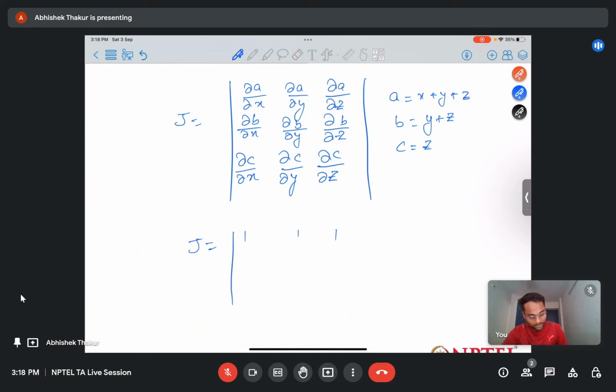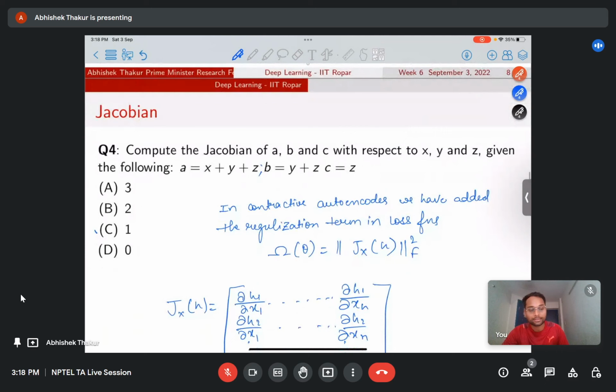This will be del B by del X, that will be 0 because there is no term of X here. This is 1, this is 1. And this will be again 0 because no term of X and Y. So this will be 0 and this is 1. Now when you find this determinant, you will get 1 into 1 minus 1. So this is equal to 1 minus 0. So this will be equal to 1. So the correct option is option C, that is 1. So this is the way to find the Jacobian, which is used in the contractive autoencoder.